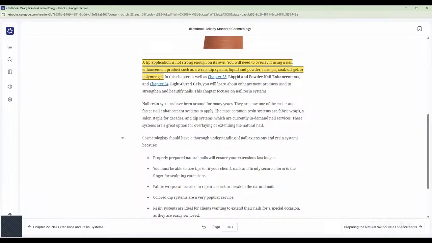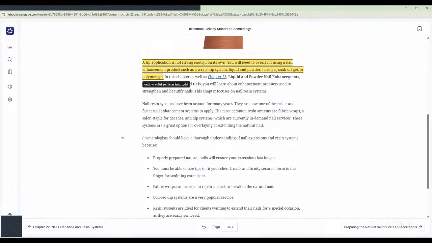But if I had a choice, I would do the tips with the hard gel. Okay. And you wouldn't even need the polish. Honestly, by the time you finish filing and buffing and putting a little cuticle oil there, it would give you the shine of a polish. Okay. You would not need to do anything.